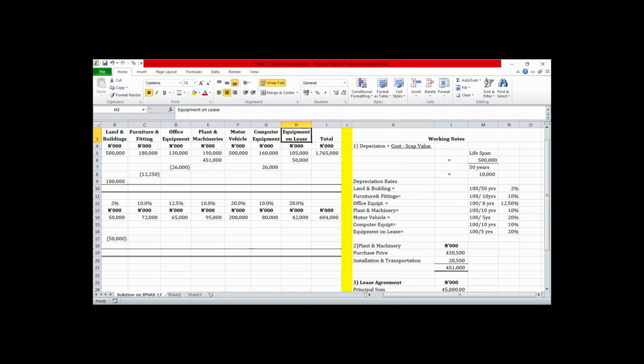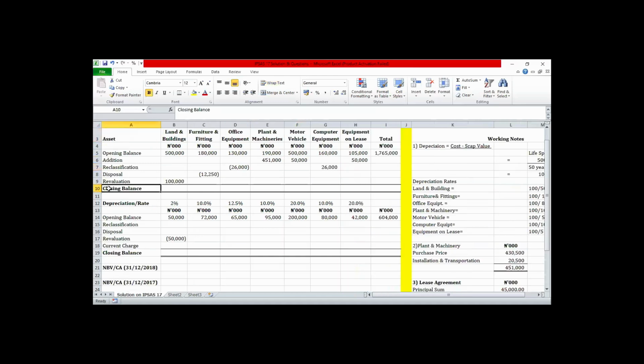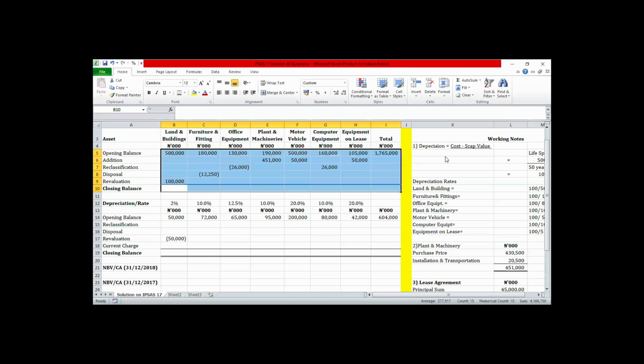Now, what's the next one? Okay. During the year, the university acquired a fleet of vehicles at a cost of 50,000. That one has no calculation. Straight away, 50,000. Any question on the first phase? We have no question. Then we add it together. What's the total addition? Can you see it? Okay.